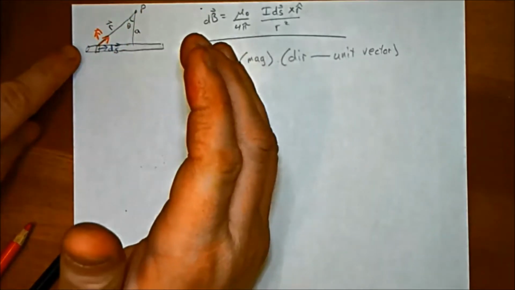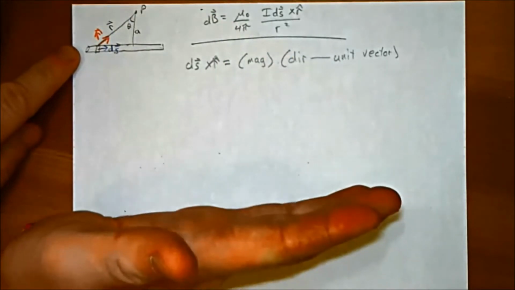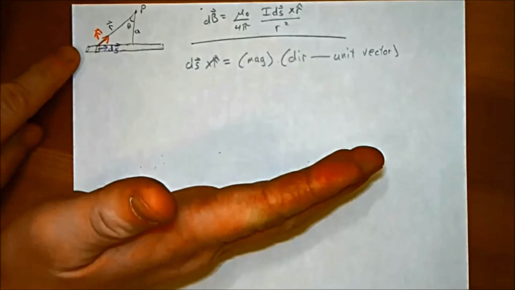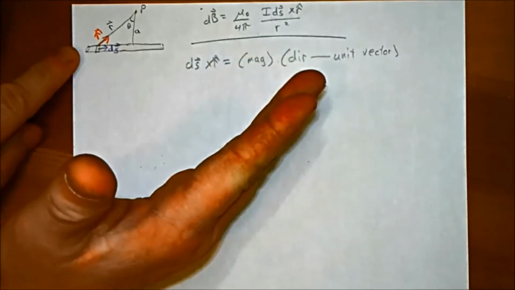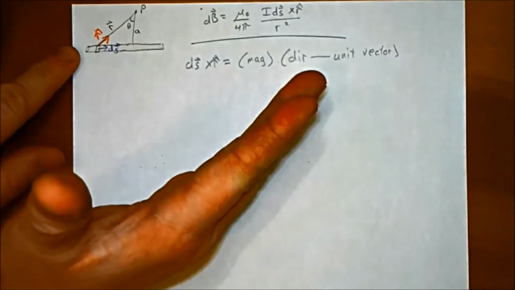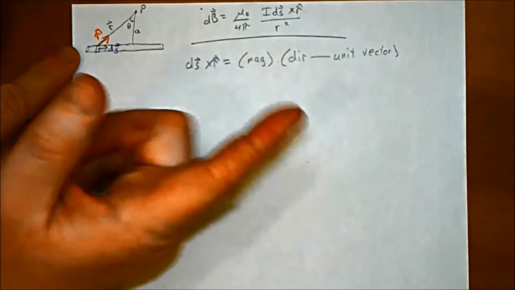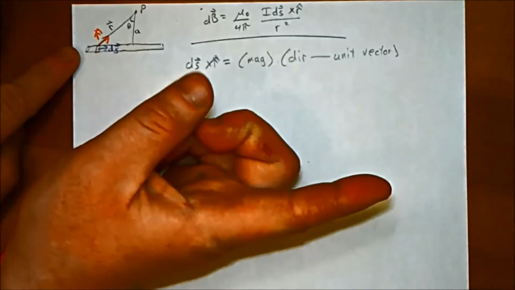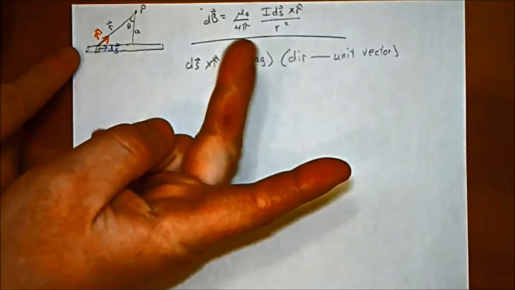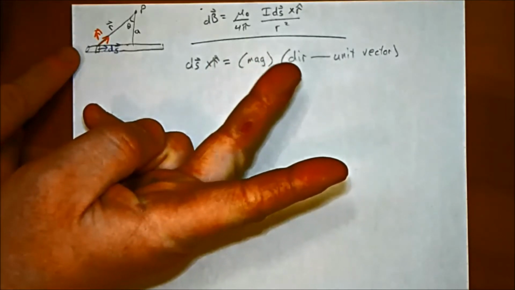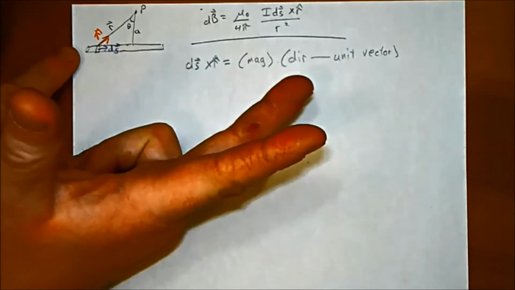Using the right-handed rule for cross products, you point your fingers in the direction of the first vector, which is ds. You curl them in the direction of the second vector, which is r hat, which points to P, and your thumb points in the direction of the cross product. Alternatively, you could use your index finger in the direction of ds and your middle finger in the direction of the second vector, r hat, and your thumb points in the direction of the cross product.